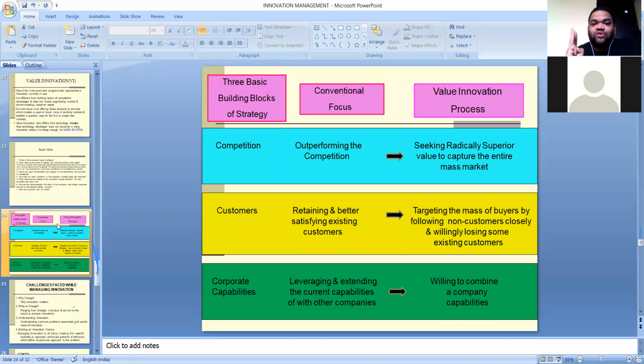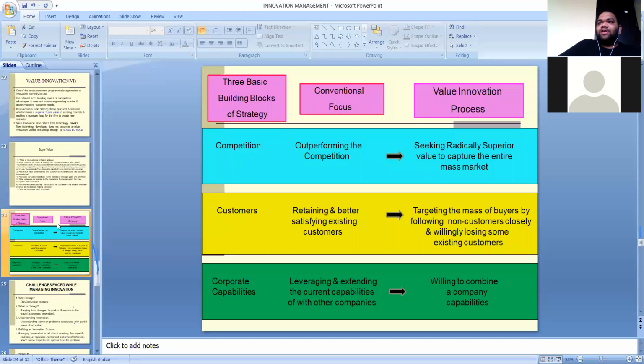And how this process goes: if you see the first one, the blue one, the block is competition. One of the three basic building blocks of strategy is competition. In that, the conventional focus is outperforming the competition. What do you mean by outperforming the competition? The name itself is telling: outperforming.